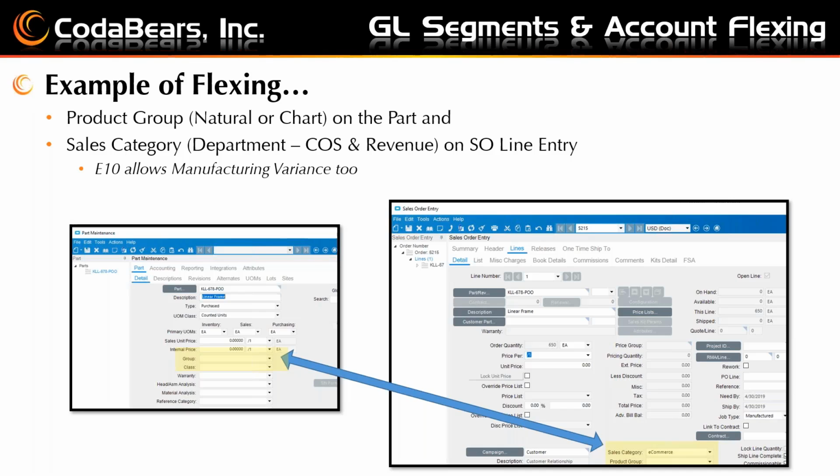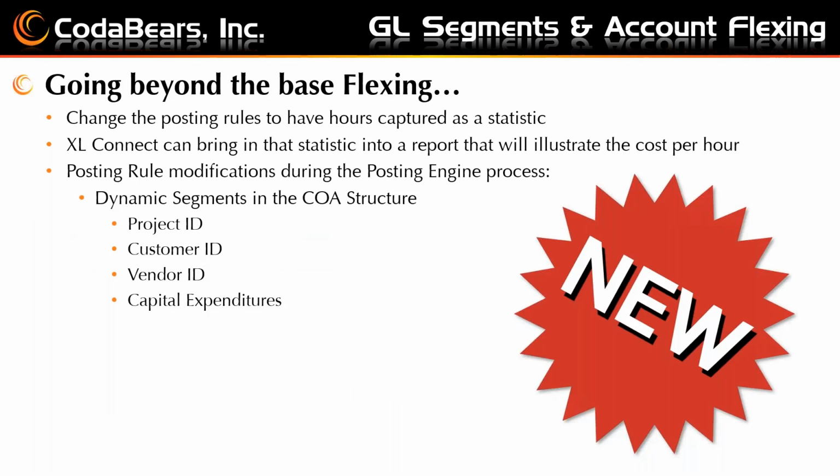So we're just making sure that the sales category is filled out on the order entry. That's all that's going to be needed, and you're going to start seeing that your revenue is now broken down by where you want it subcategorized as well.